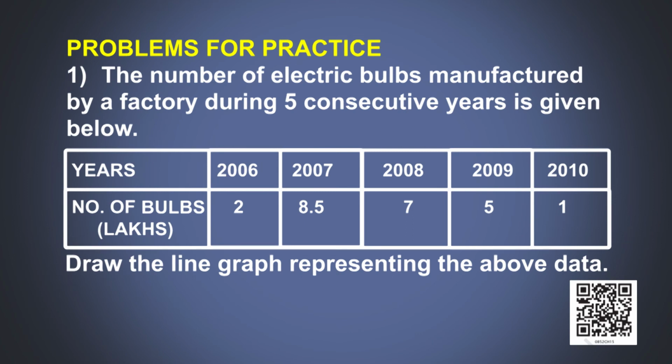Solve this problem as an exercise. The number of electric bulbs manufactured by a factory during 5 consecutive years is given below. In 2006 it's 2 lakh, in 2007 it's 8.5 lakh, in 2008 it's 7 lakhs, in 2009 it's 5 lakhs, and in 2010 it's 1 lakh. Draw the line graph representing the above data.